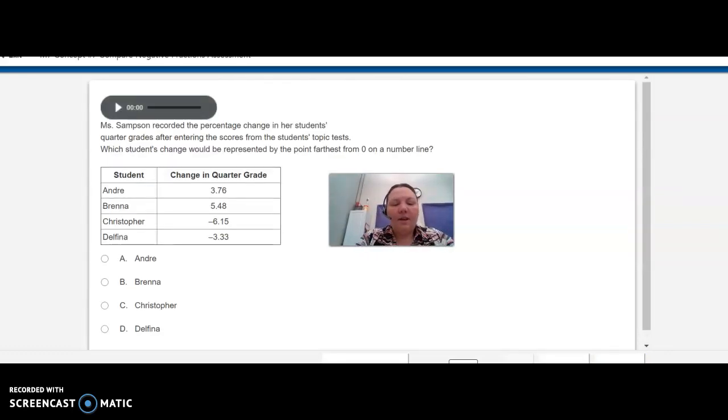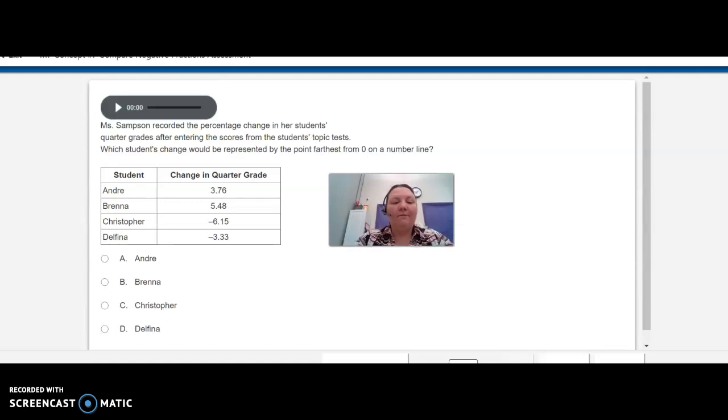All right, looking at question 5, Miss Sampson recorded the percentage change in her students' quarter grades. So math teachers look at this a lot, right? I look at your original score and then I look at how our retake goes, and that helps tell me, should we do more review and reteaching, or are we confident enough to move on to a new concept and skill? Or can I move on and build in some review as we go forward? So the question is, which student's change would be represented from the point farthest from zero?